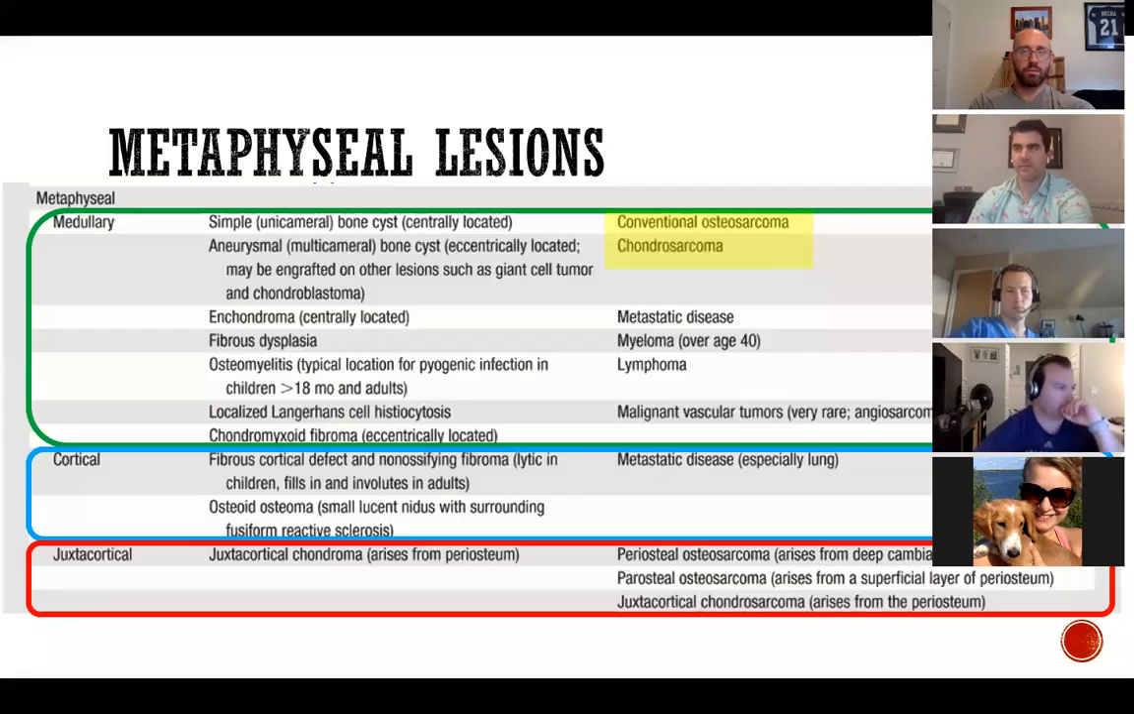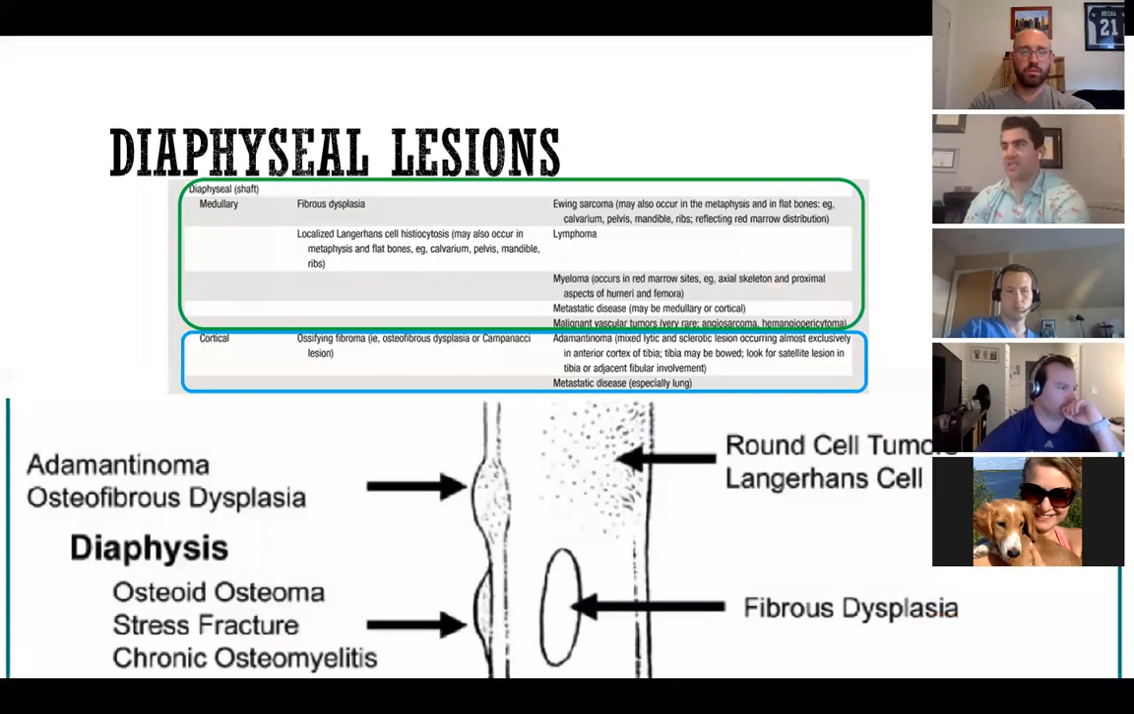Looking at diaphyseal lesions, again, there's a variety of lesions that occur at the diaphysis. One of the big ones we talk about is Ewing sarcoma. So just keep that in mind, and you'll have this list for your reference.